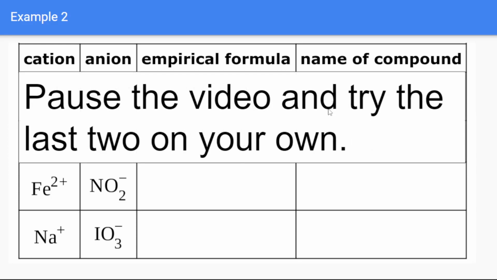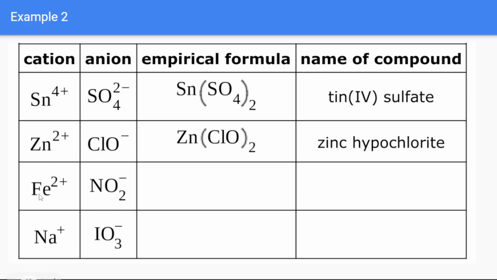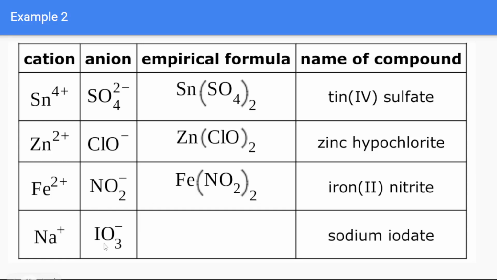Pause the video and try the last two on your own. Fe2+ positive, NO2 negative. Iron has more than one charge, so we call that iron(II). NO2 is nitrite. We can either swap and drop, or we can use the strategy we were talking about earlier. So Fe(NO2)2. And then last is sodium iodate, and that would be NaIO3.